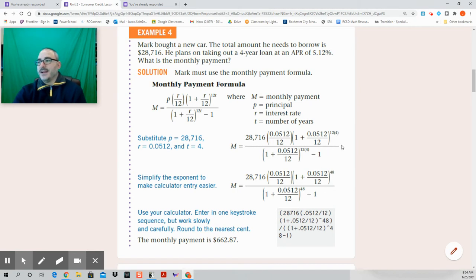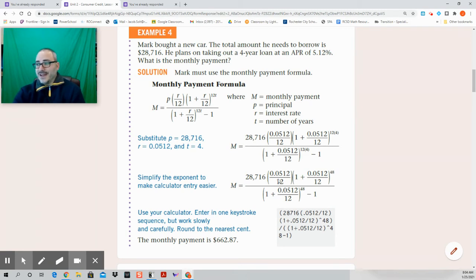All right. And then I go to my denominator on the bottom. I have to plug in my rate. My rate has to be plugged in down here: 0.0512 divided by 12, so it's 1 plus my rate divided by 12, raised to the power of 12 times 4, which is 48, right? 12 times T, and then this is all minus 1. Woof. Okay, that's the whole thing.